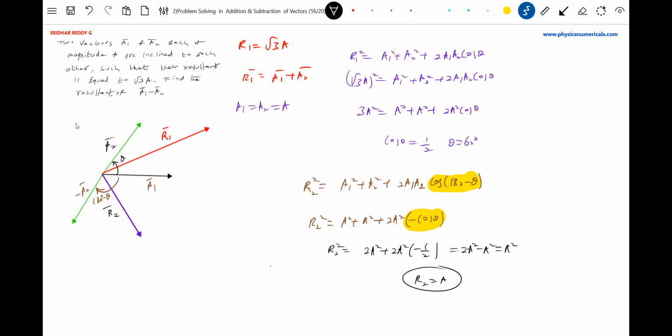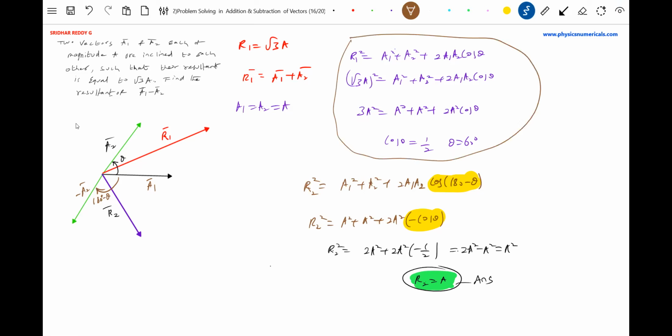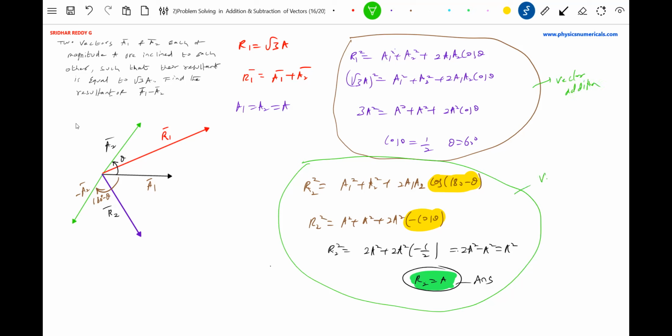Very nice problem where you have to, again, apply vector subtraction only. Vector addition and vector subtraction are what is being applied. So what is this? This is the vector addition formula. Till here, everything is vector addition. After this is vector subtraction. This is vector subtraction.